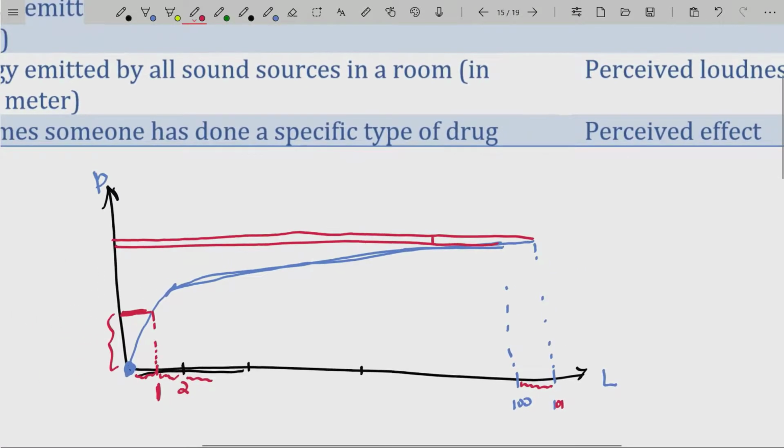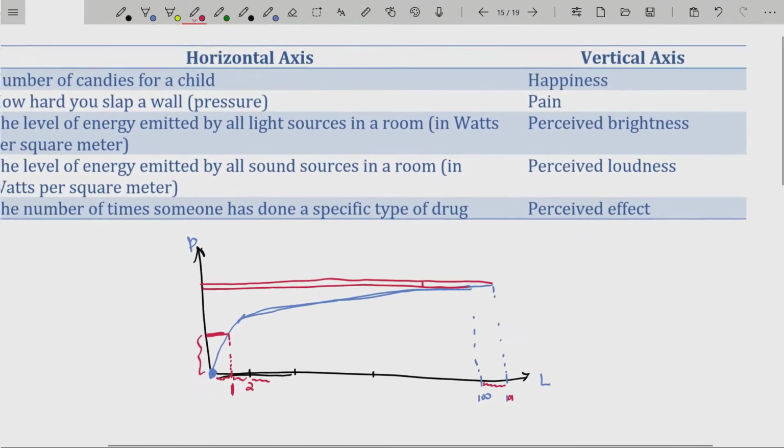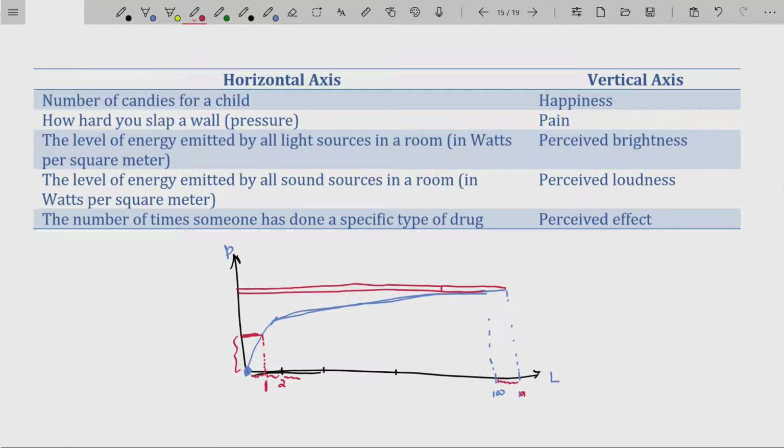And that is the human condition. We get acclimated to things. You get acclimated to the sound of the lawnmower outside your window.